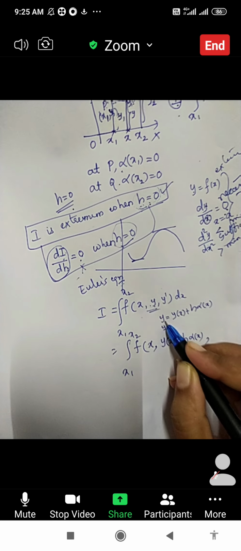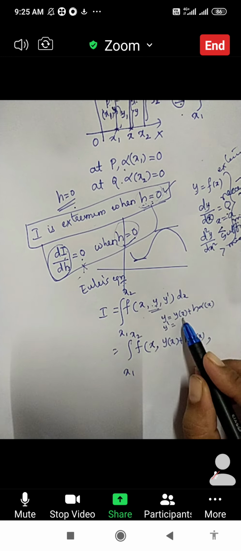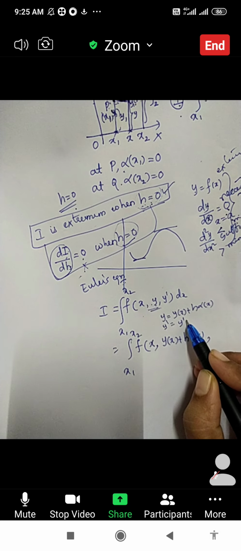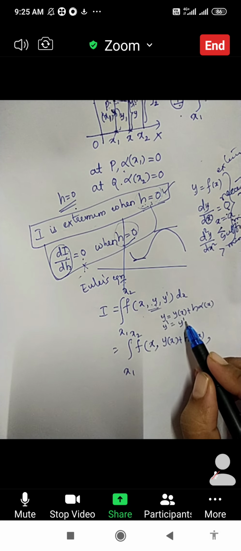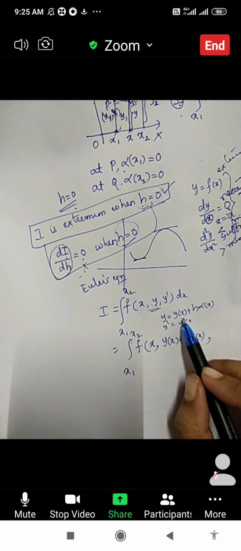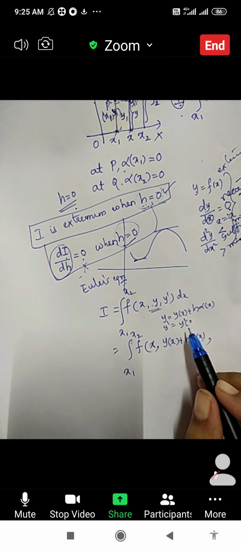So what is y dash? Y dash means dy by dx. You have to differentiate this with respect to x, correct? So this is what? If I differentiate, y of x becomes, answer faster, I have not started the main part.